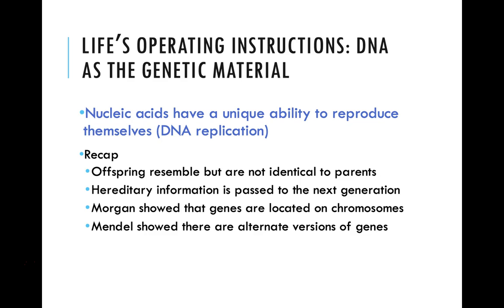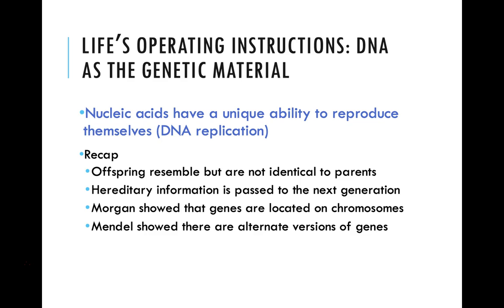So let's recap our genetics unit. Remember that offspring resemble but are not identical to their parents. And that some of this has to do with genetic variation that comes out of meiosis and sexual reproduction. But some changes also occur during the process of DNA replication, and they're really important in continuing this concept of genetic variability between generations. Remember that heritable information is passed on to the next generation.